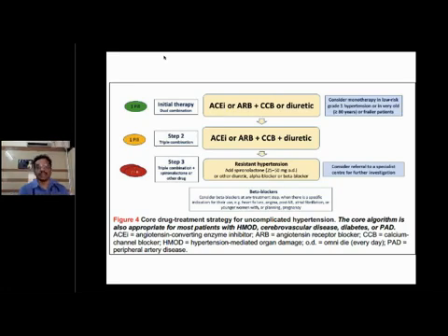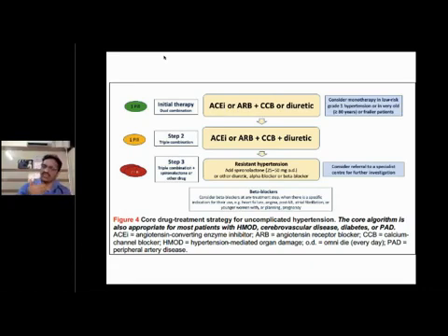Otherwise, in most of the patients, you start with a dual therapy. Dual therapy is ACE or ARB plus CCB or diuretics. This is in a single pill combination. Wait for 3 months. If it is not getting control, you can go to step 2. That is a single pill, 3 drug combination.